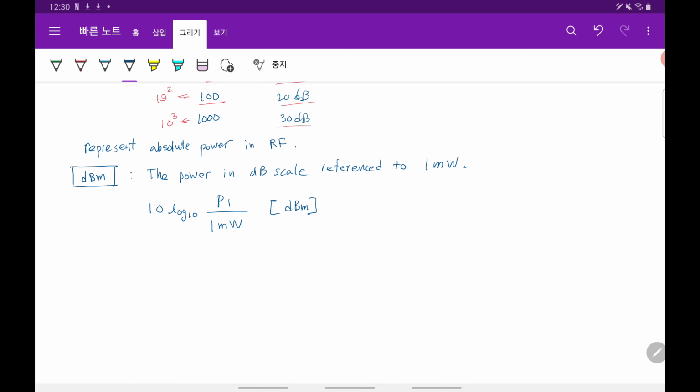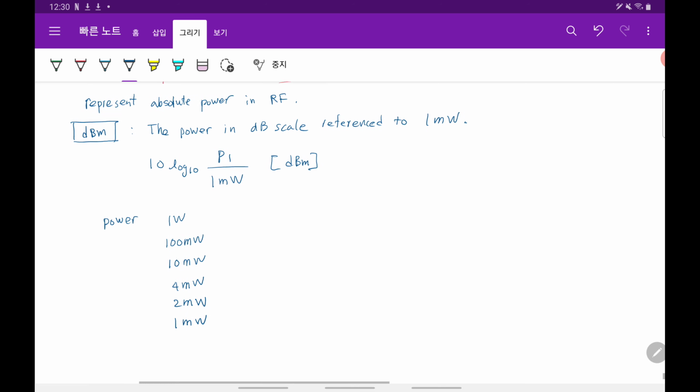So if we want to say power, right? Power. So we can say 1 watt, 100 milliwatt, 10 milliwatt, 4 milliwatt, 2 milliwatt, 1 milliwatt, right? So we can say watt as this kind of linear scale, right? This is linear.